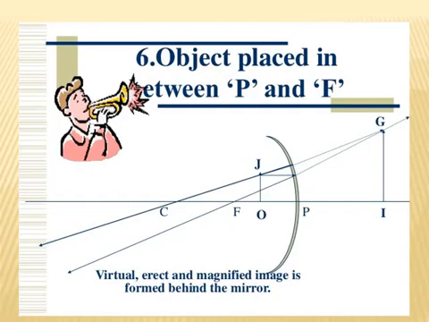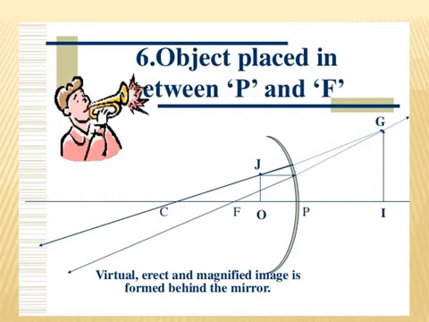And join J and C, because a ray which passes through the center of curvature retraces its path. So extend that line also. Both the extended rays meet at the right, non-reflecting surface. So GI is the image. Now compare the height of the object and the height of the image formed. It is enlarged. Since it is formed on the right side, it is virtual, and erect. A magnified image is formed behind the mirror.